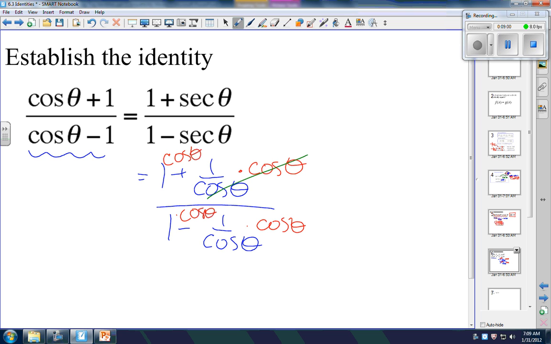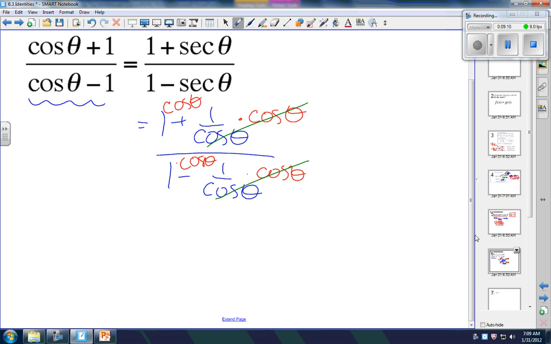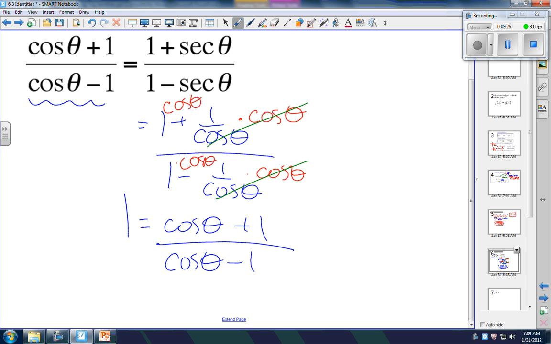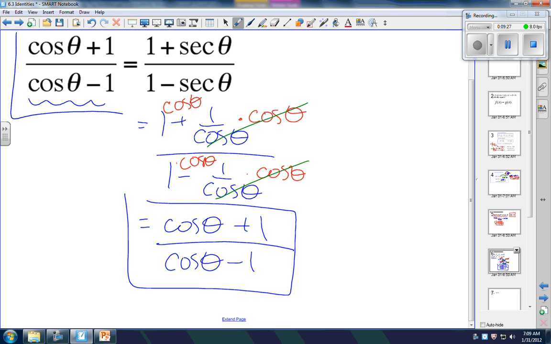Now, that cancels, and what happens, 1 times a cosine is a cosine plus 1, because we canceled up there. On the bottom here, 1 times a cosine is a cosine minus 1, and you are done. Okay, part 2, we'll look at a couple more different strategies.